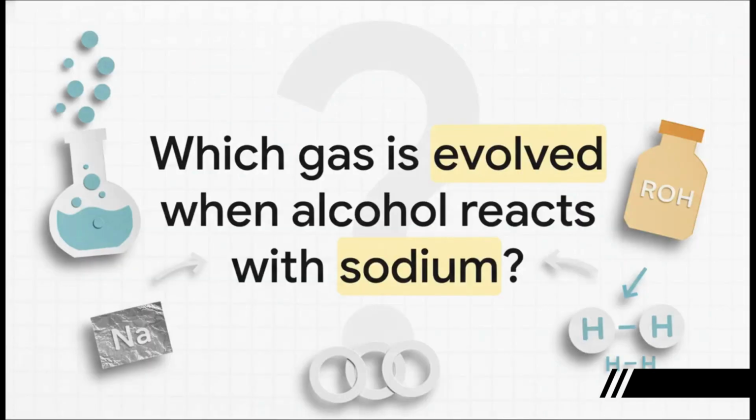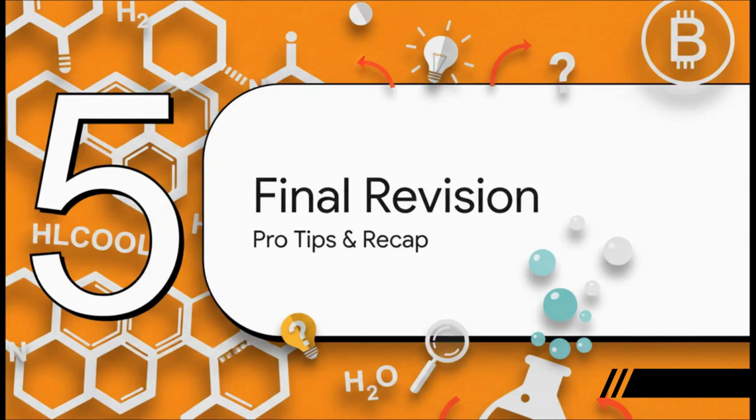Ready for question 2? This one tests a different reaction. Which gas is evolved when a primary alcohol reacts with sodium metal? This is a test of their acidic nature. Go ahead, pause here, and give it a shot. Okay, time's up. The correct answer for Q2 is B, hydrogen gas. The sodium is reactive enough to kick out the acidic hydrogen from the OH group, which then forms H₂ gas.